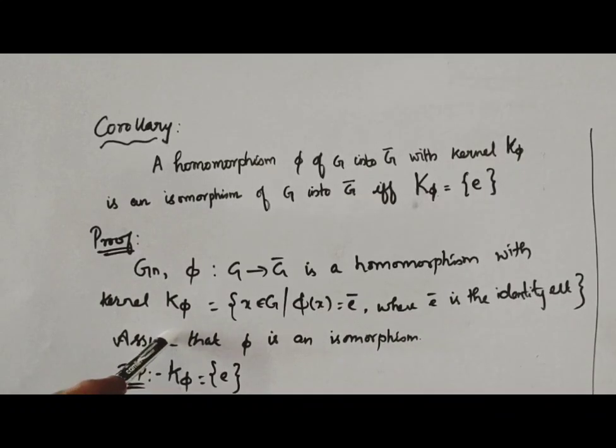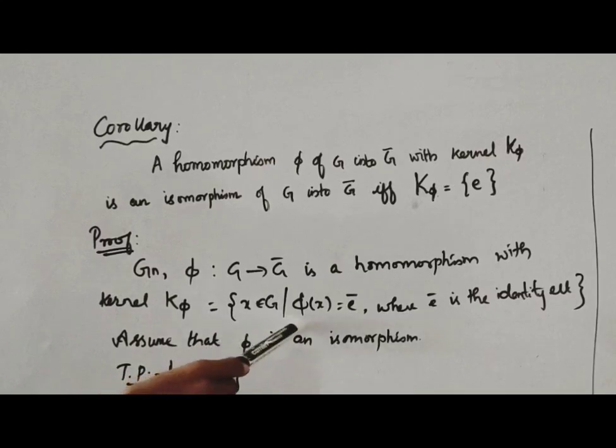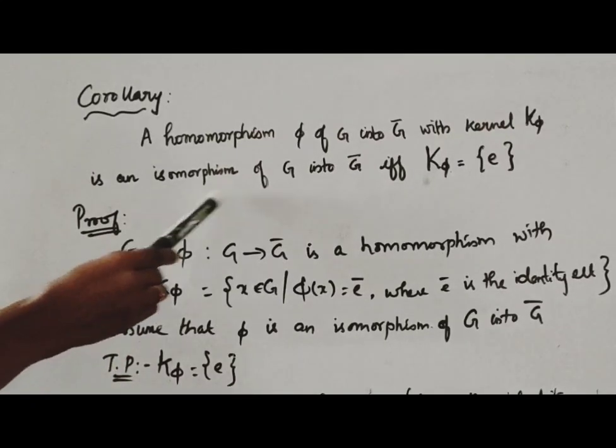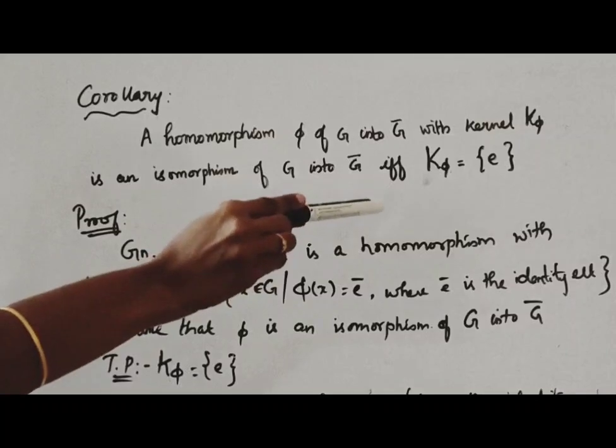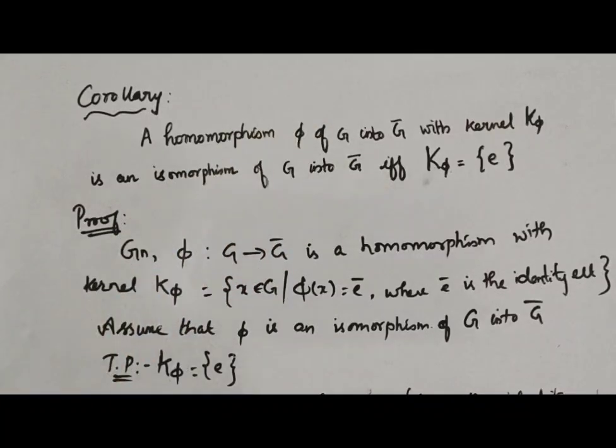What's the definition of kernel? The set of x in G such that phi of x is equal to E bar, where E bar is the identity element of G bar, right? In this corollary, you have to prove that phi is an isomorphism of G into G bar if and only if K phi is equal to singleton E.